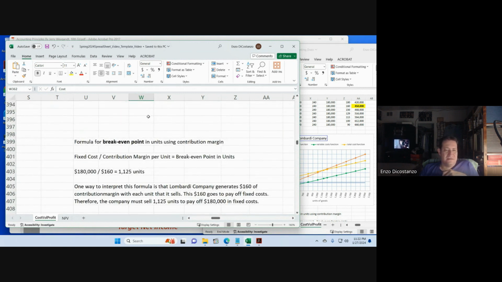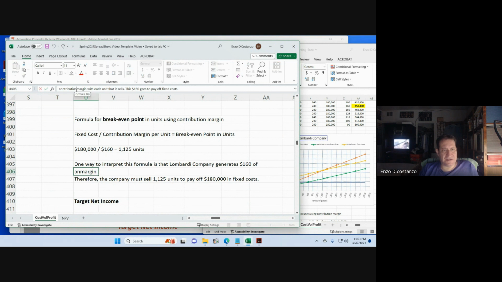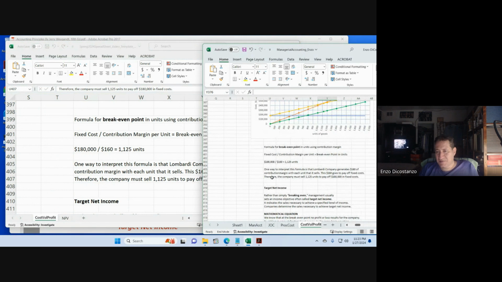Oh, here it is. Yeah, this is the formula for the break-even using the contribution margin. So yeah, I put the formal answer here. Okay, it's fixed cost divided by the contribution margin, break-even in units. Okay. So the company generates $160 of contribution margin with each unit that it sells. Put a space in there.